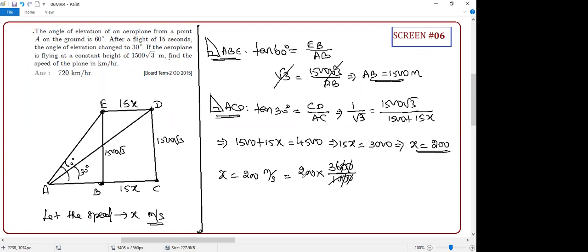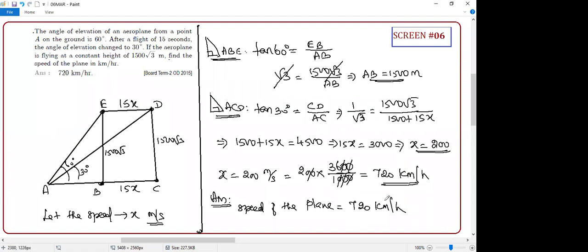Now this 0 will get cancelled. Now tell me what is the answer? 36 into 2, 720. 720 kilometer per hour. Agree with me. Now you can write the answer, student. Speed of the plane is equal to 720 kilometer per hour. Guys, whether you put the unit here or not doesn't matter, the final answer should show the correct unit. Are you clear? Yes.